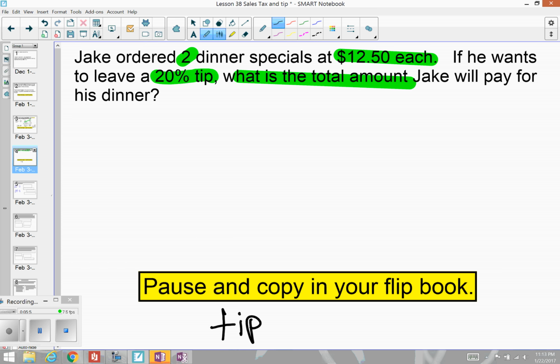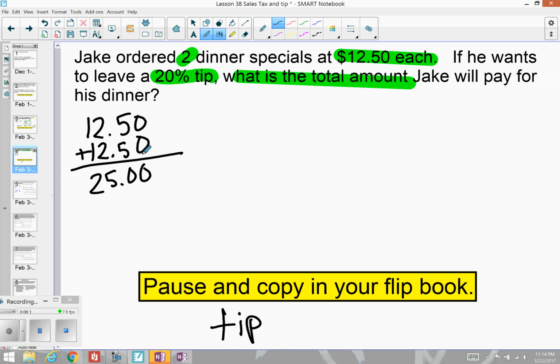So let's go ahead. First of all, we're going to have to do some calculation. Well, we're going to have to figure out how much he's spending on his meal. Since he ordered 2 meals, $12.50, you can either multiply that times 2 or add it 2 times. And if we do that, we get that it was $25.